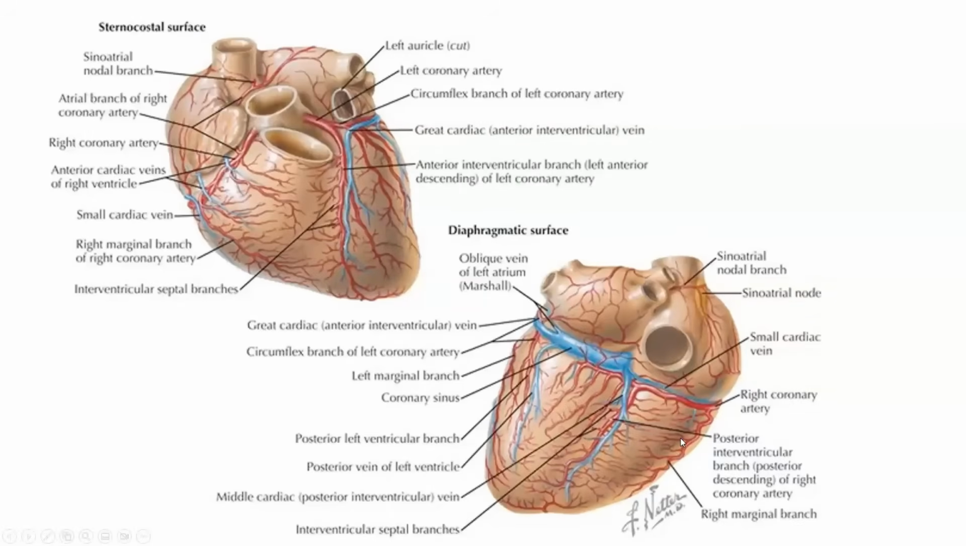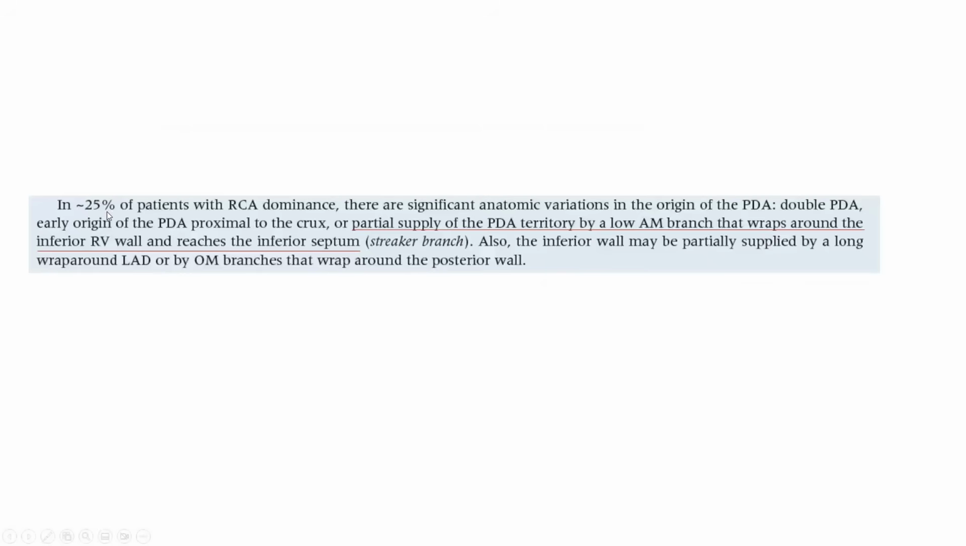It courses on the border of the RV. This is the special acute marginal that eventually takes a turn and reaches the inferior septum and supplies some of the PDA territory. And by the way, in about 25% of patients with RCA dominance, there are significant anatomic variations in the origin of the PDA.